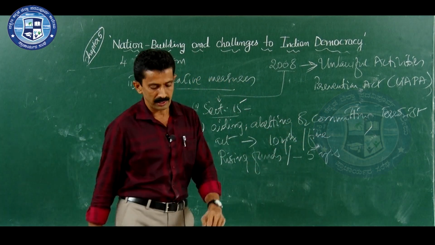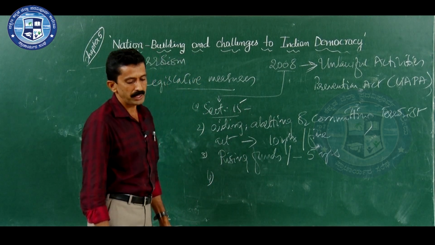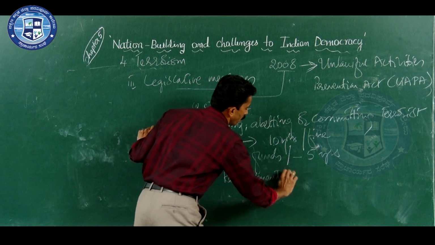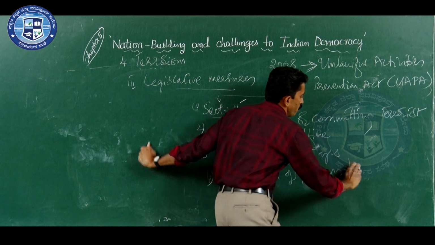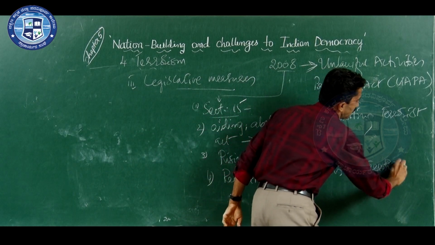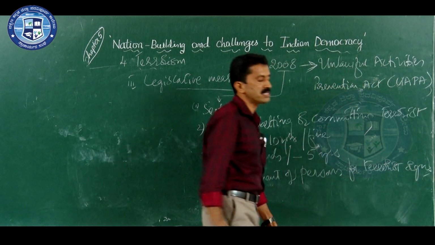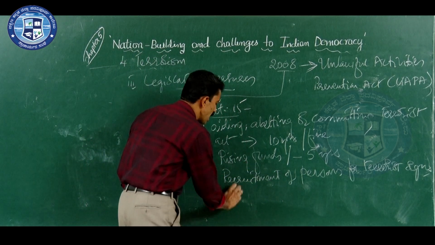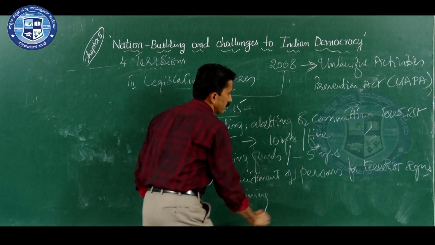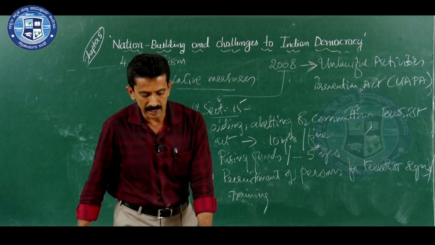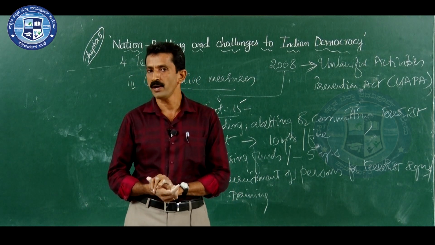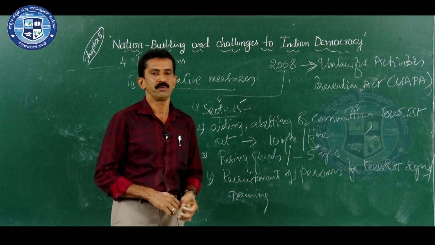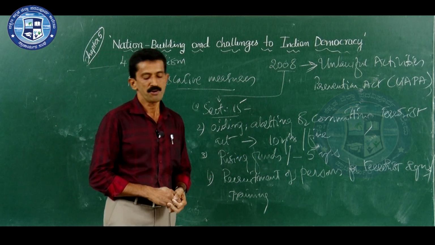Then the fourth one is punishment for recruitment of persons for terrorist organizations and also for their training, which is 5 years, and again may be extended to life imprisonment and fine.